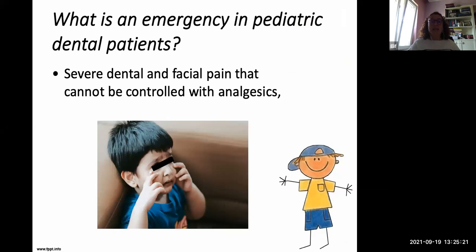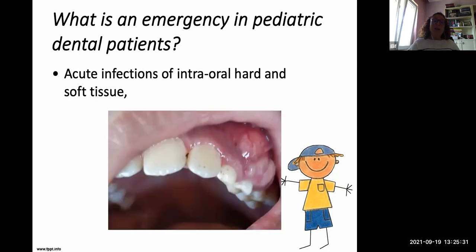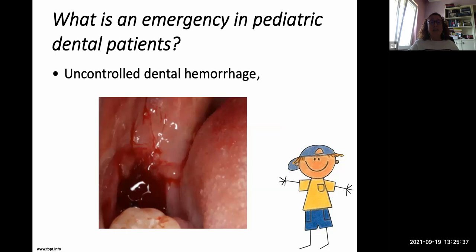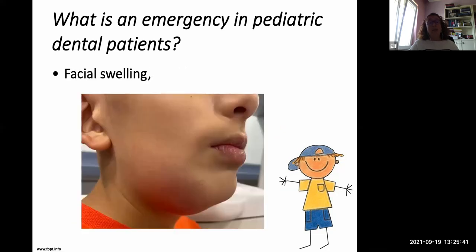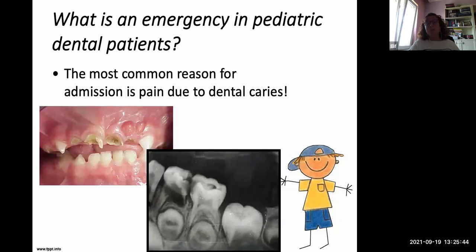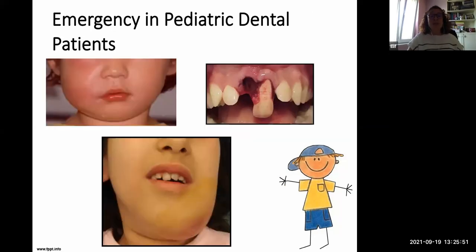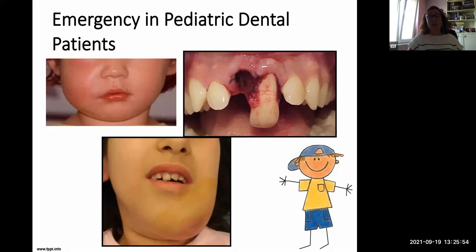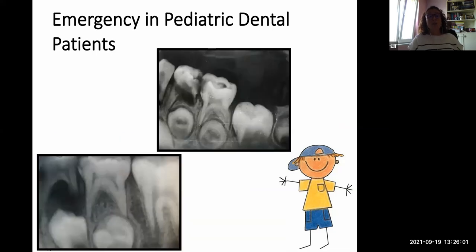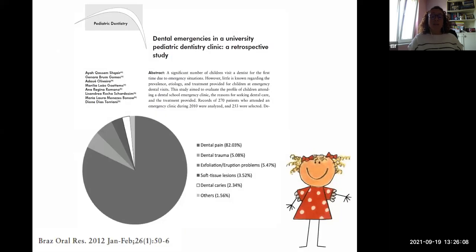So, what is an emergency in pediatric dental patients? First one is severe dental and facial pain that cannot be controlled with analgesics. Acute infections of intraoral hard and soft tissues. Uncontrolled dental hemorrhage, dental trauma, facial swelling, and of course, the most common reason for admission is pain due to dental caries. Here are some examples of emergency admissions in pediatric dental clinics. Facial swellings or trauma are the most common ones, and intraoral and extraoral abscesses are also a topic of presentation.